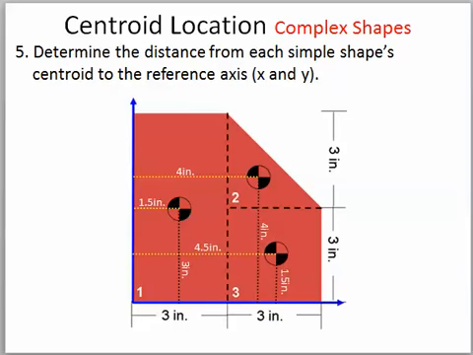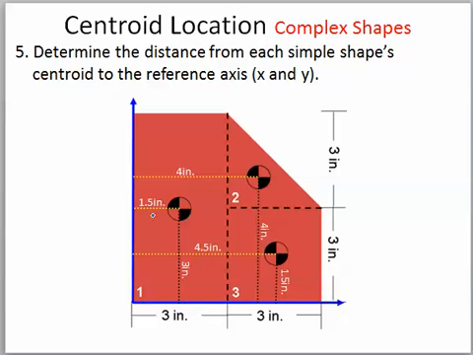Alright, determine the distance from each simple shape centroid to the reference. Well, what we've done here is we've put in a reference axis, and that's right here. This is one of the most important parts. Give yourself an X and Y axis to start with. Alright, let's pick blue. We'll do blue because there's our reference. It's in blue here.